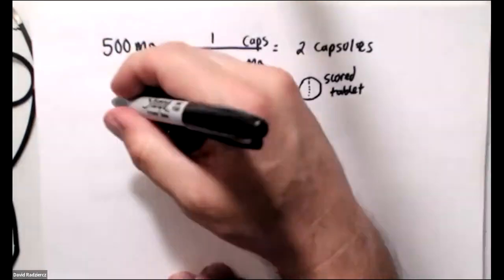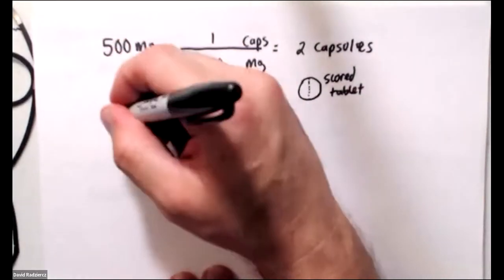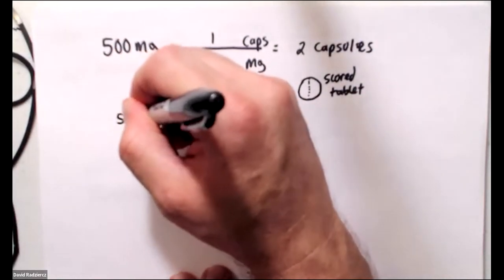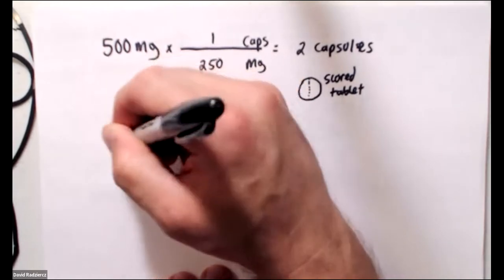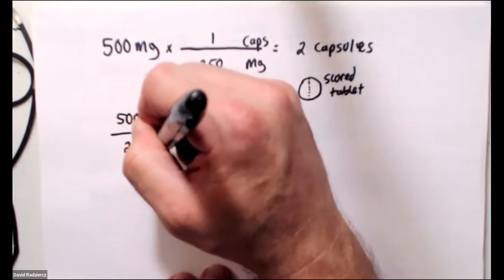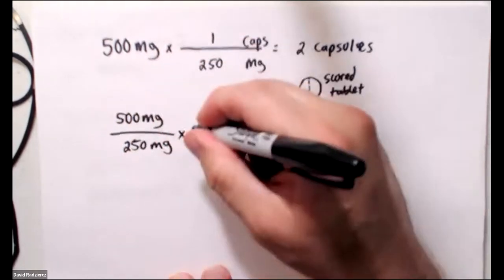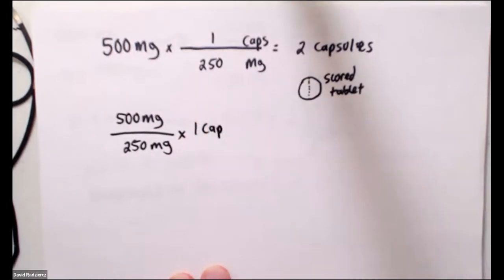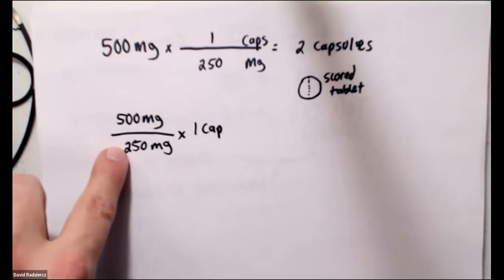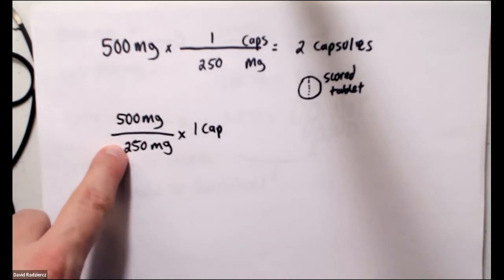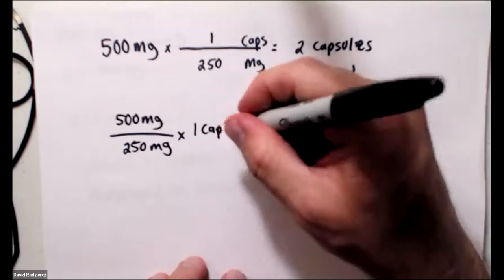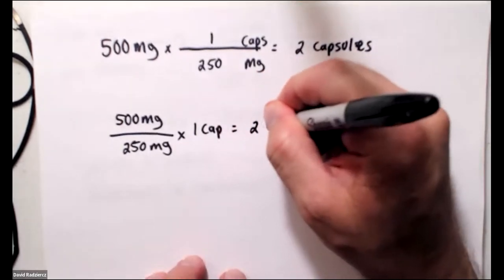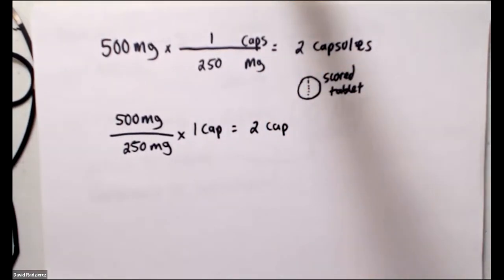If I'm doing ordered over have, what's my order? My order is the 500 milligrams. What do I have available? The 250 milligrams times my quantity, which is the 1 capsule. So you have options. If this looks more pleasing to you, then just do that. There's no one correct way. They're both going to give you the same answer. Okay.